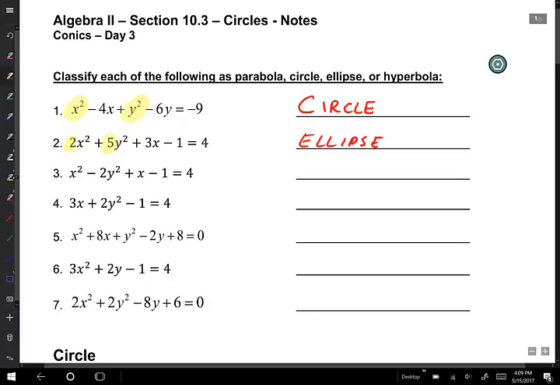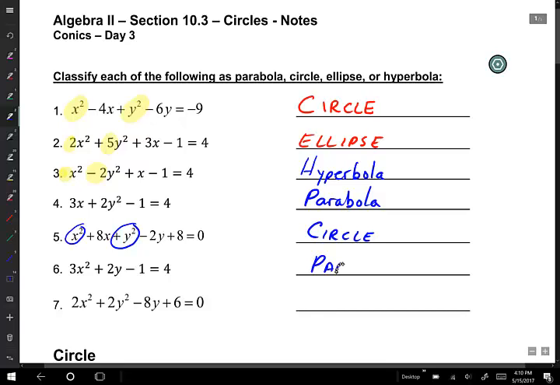Our third one, x squared and y squared, one is positive, one is negative, but they are both squared. So that is going to be a hyperbola. Number 4, we only have one squared term, so that's a parabola. Number 5, x squared and y squared are both positive, both have a coefficient of 1, so that's a circle. Number 6, only x squared exists, so that once again is a parabola.